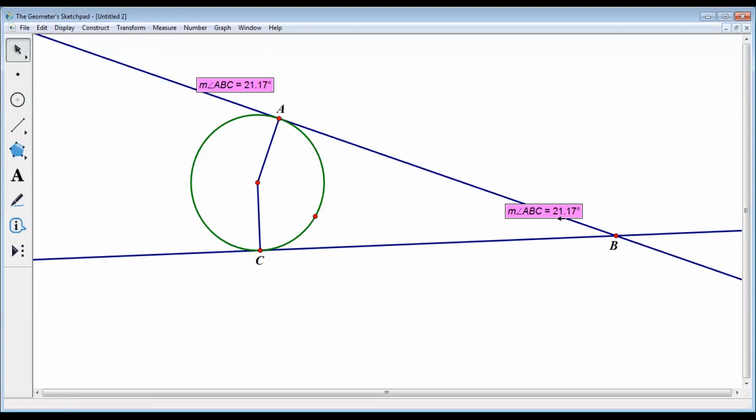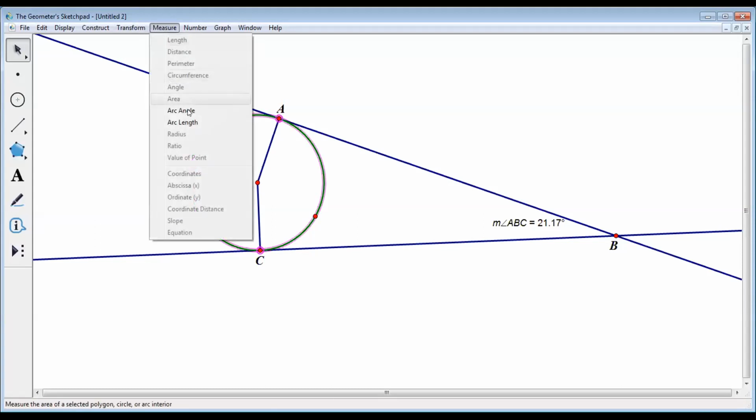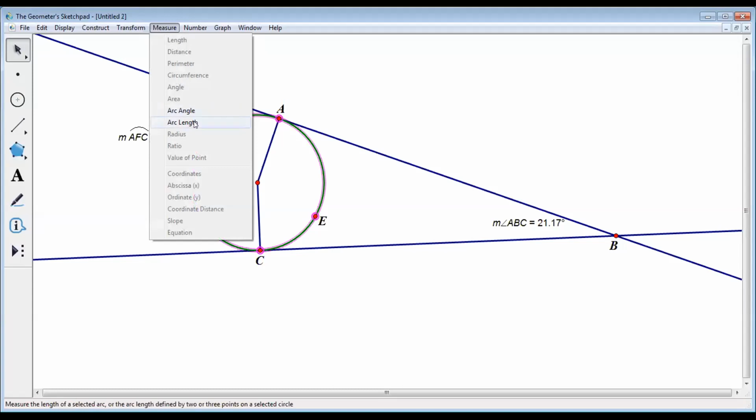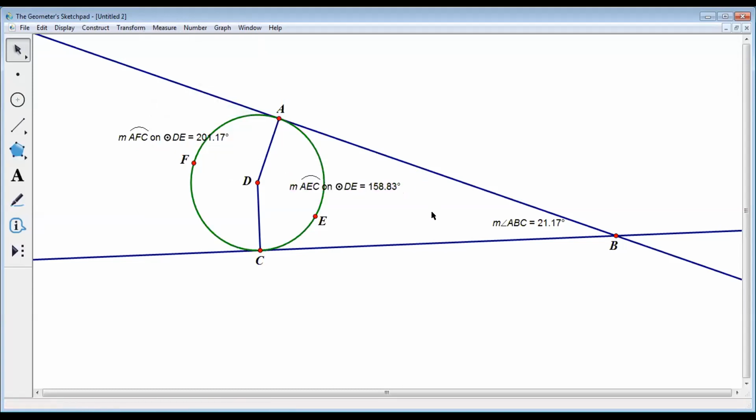So there's our angle. I'm going to have to add an extra point here because this is a major arc. It's more than 180 degrees. So when I click, I have to click all three of those points to get that arc angle. And that's good. That's more than 180, right? 200 degrees. This angle here, measure arc angle. That's 158. These two numbers should add up to 360 because that makes a full circle.